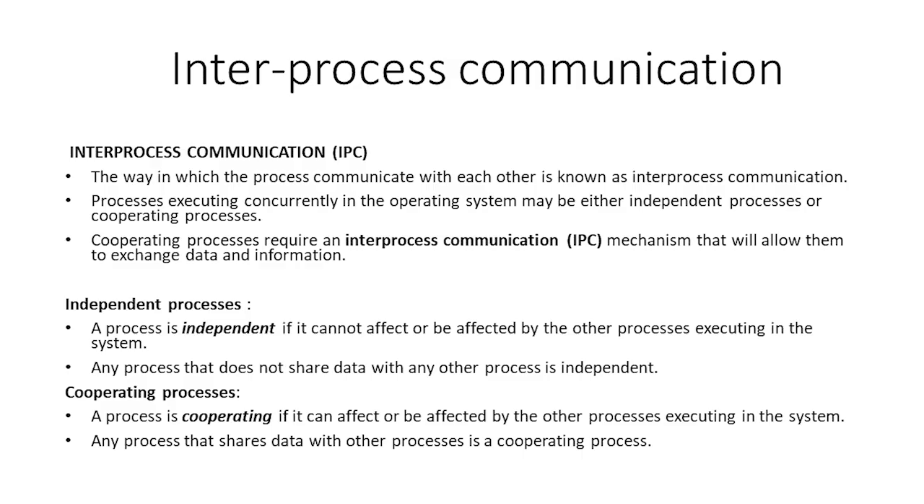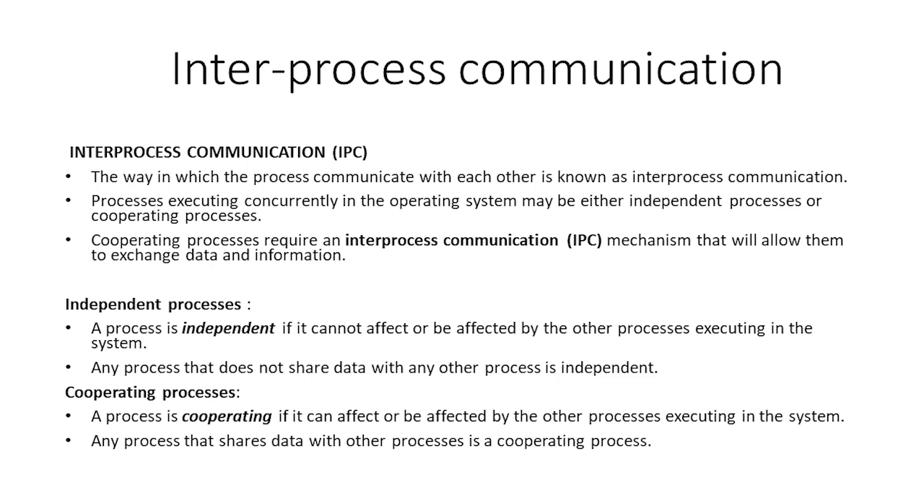Today we are going to see about interprocess communication. Interprocess communication is the way in which the processes communicate with each other. The processes executing concurrently in the operating system may be either independent processes or cooperating processes. The cooperating processes require an interprocess communication mechanism that will allow them to exchange data and information.